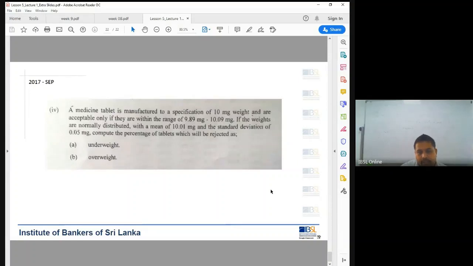Question number 6, subpart number 4 here, is also asking for a standard normal distribution estimation. That's up until 2017 September. There are a couple more papers down the line. We will pick up those questions as we can find some time.